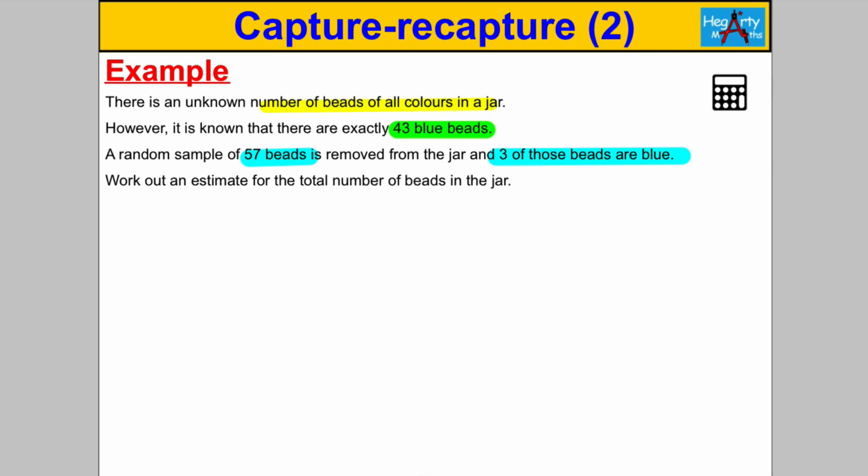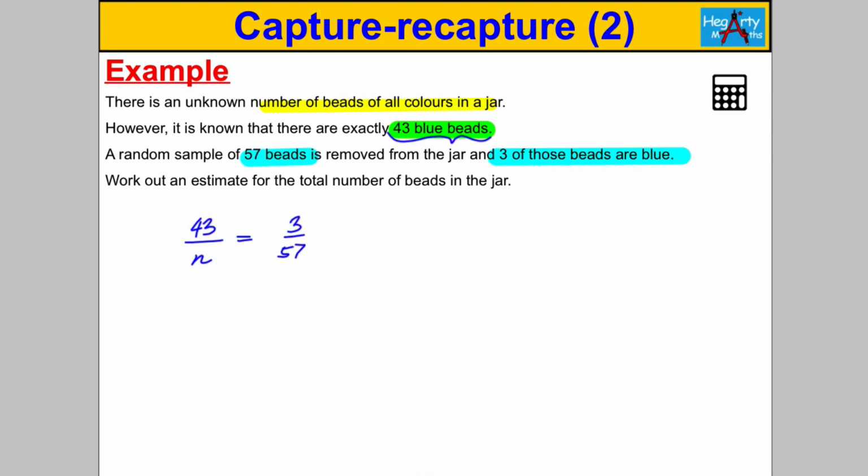Again, we can use this capture recapture idea, but it's not exactly capture recapture because we're not capturing things, we're just using beads in a jar. But assuming that you know there are 43 blue beads in the jar and the second sample is random, we can say that the proportion of blue beads is 43 out of the total number of beads n, and that's going to be equal to the proportion of blue beads in the sample of 57, so 3 out of the 57.